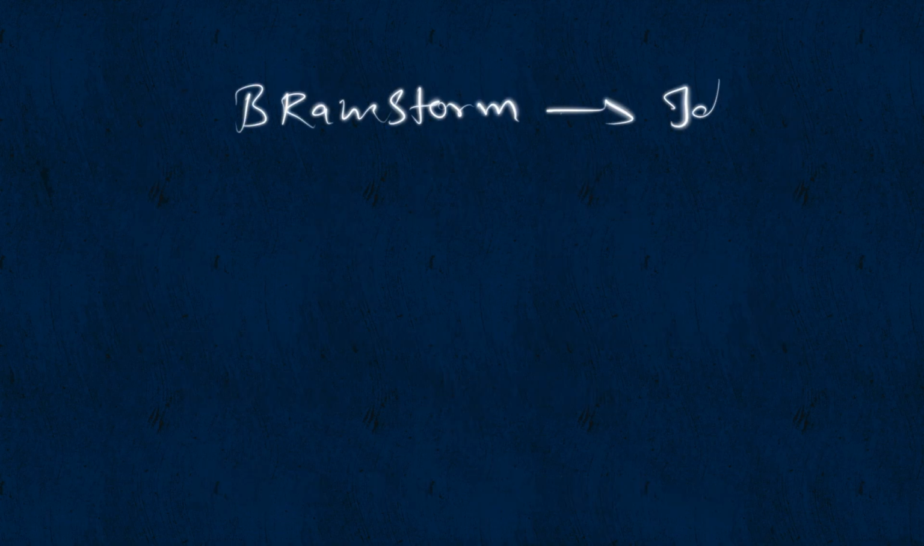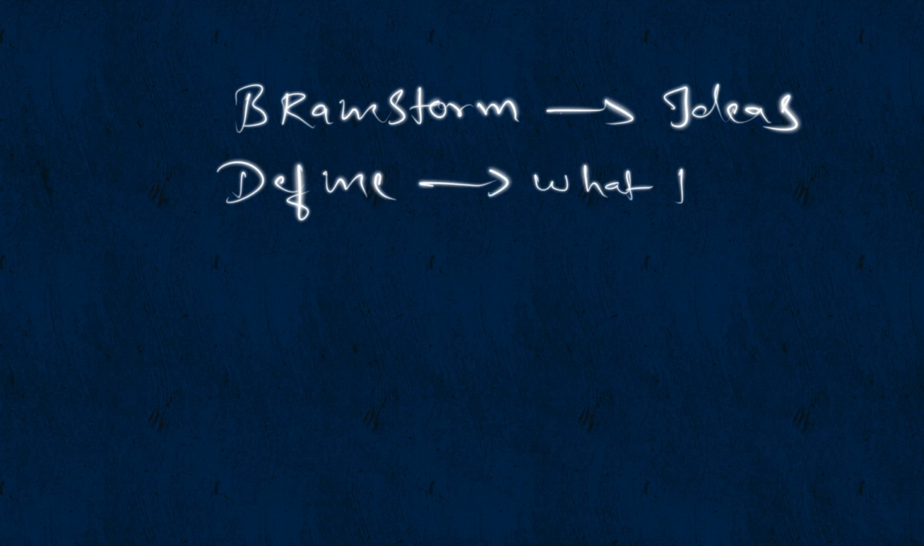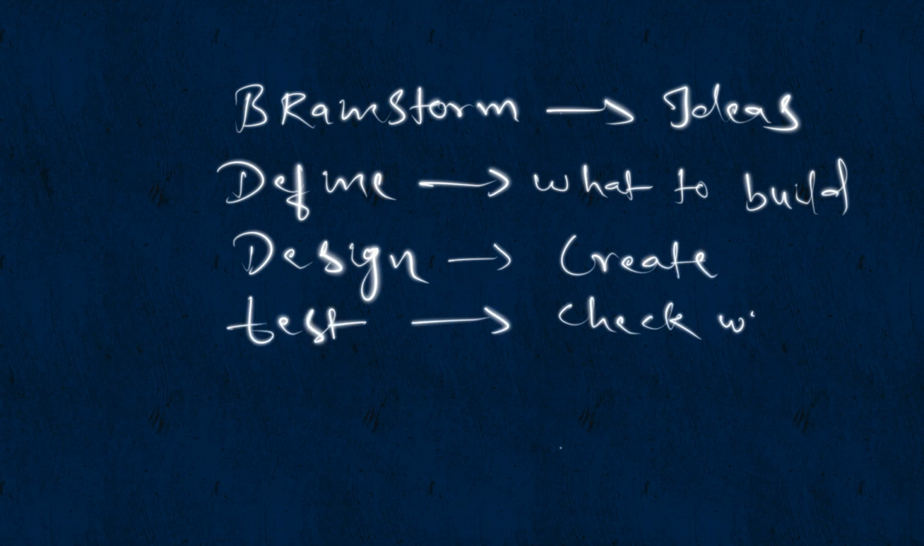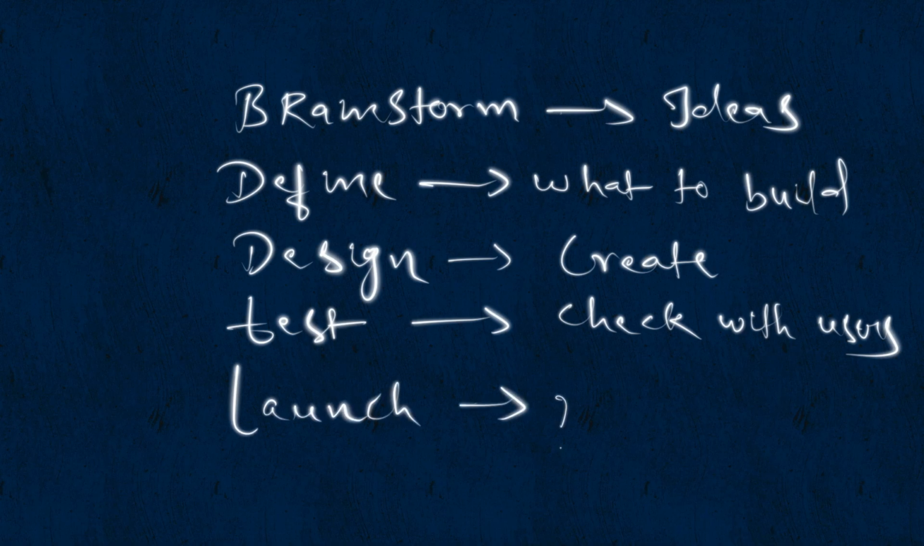And how does a product get built? In simple steps: brainstorm ideas, define what to build, design, create, test, check with users, launch, release. It's just a process we should follow, and we can make some changes as per our requirements.